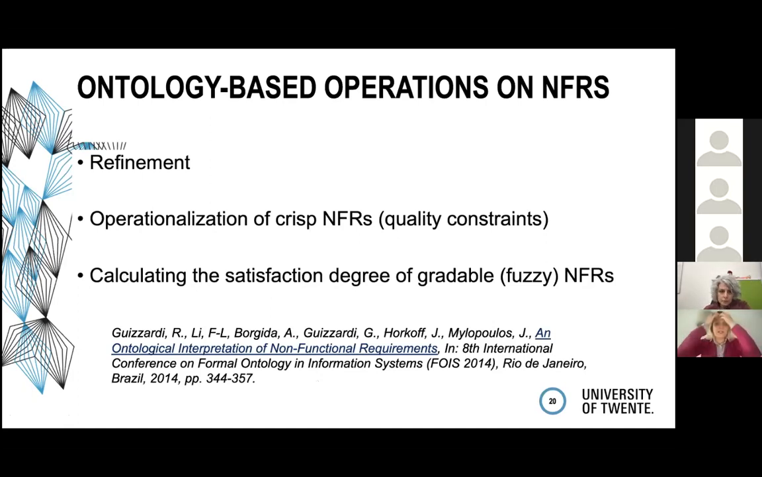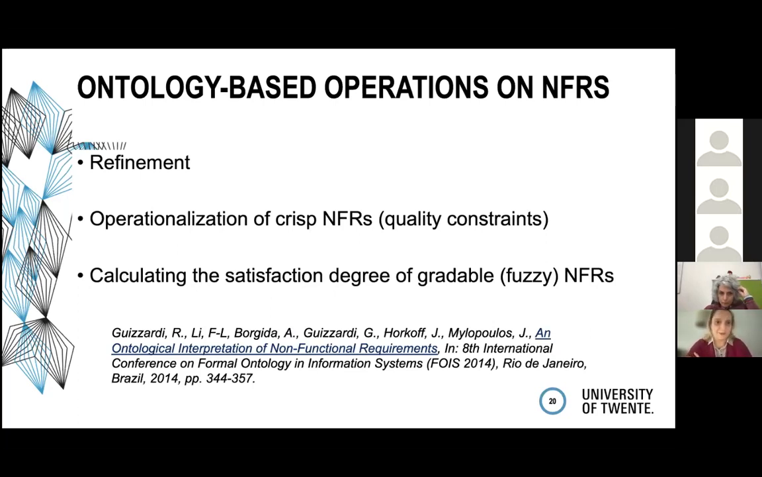We call crisp non-functional requirements those that assume specific values in the region. So just to give you an example, if we say that a system needs to have a response time within 15 seconds, it means that there is a region there, from 0 to 15 seconds, a region in the time space, in which you can map such an NFR.